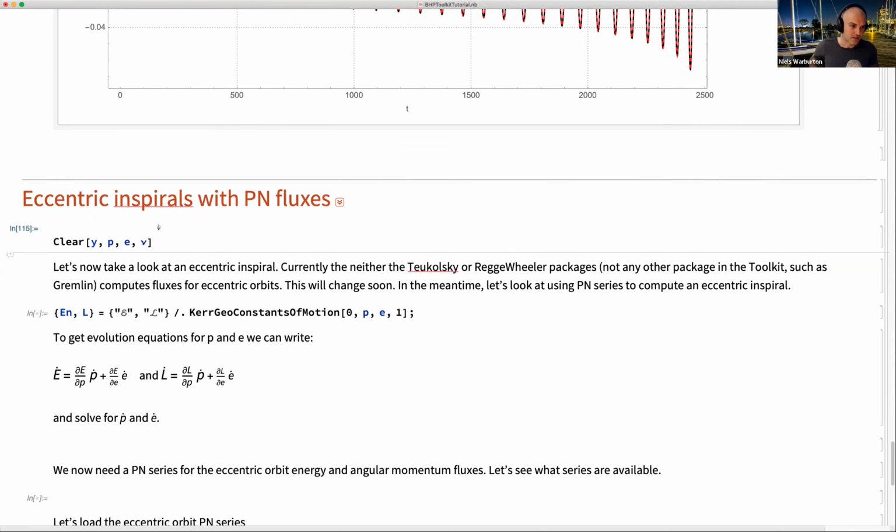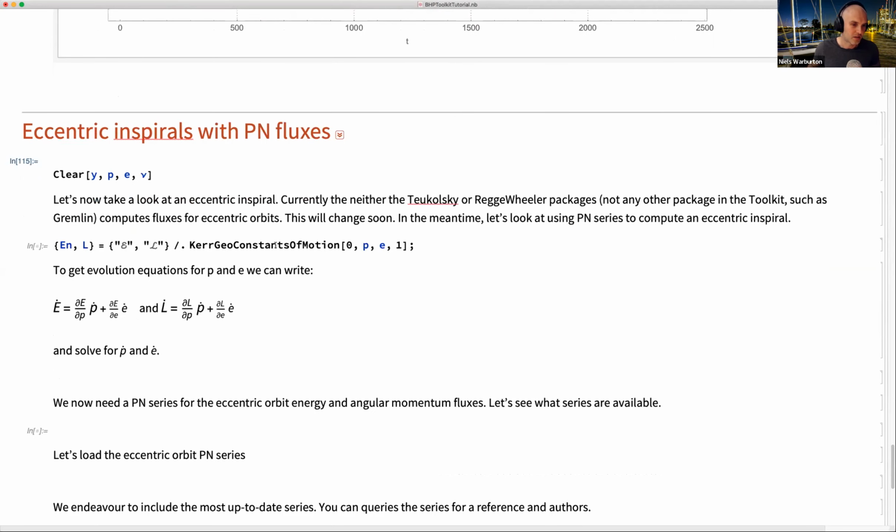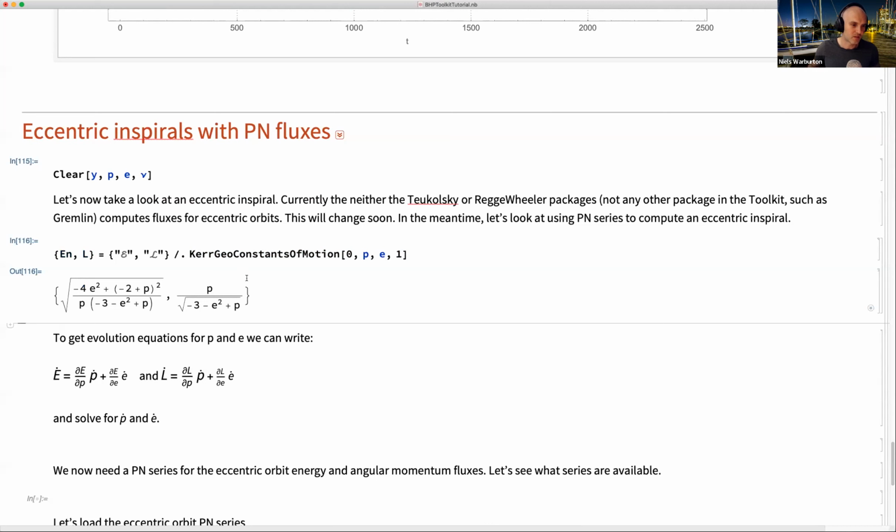Okay, so this clears out some parameters we've defined before. We now need to change up everything and actually compute various quantities for eccentric orbits. So we need the energy and angular momentum, for instance, for eccentric orbits. We saw at the beginning how we could compute those analytically in terms of p and e. So that's those two there.